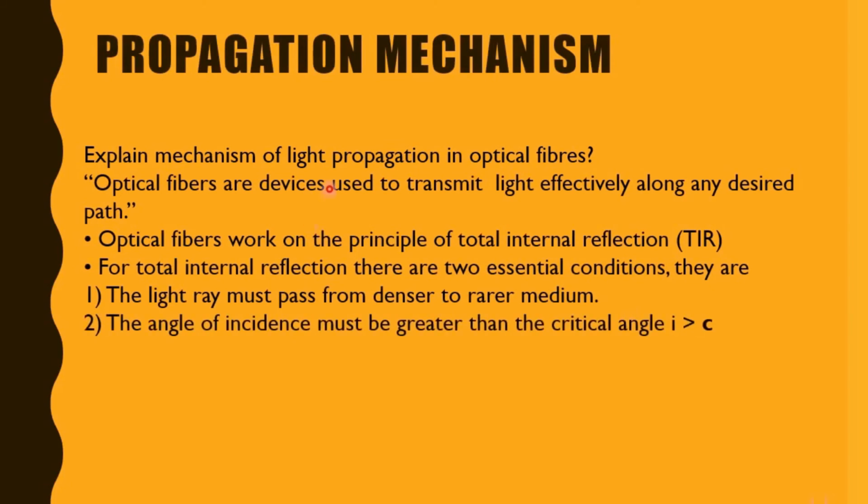Okay, so now let's move on and let's learn about the propagation mechanism. It says to explain the mechanism of light propagation in optical fibers. Optical fibers are devices used to transmit light effectively along any desired path. That means the light gets transmitted along a specific path. This optical fiber works on the principle of total internal reflection, which we just saw a few seconds ago. For total internal reflection, there are two essential conditions: the light ray must pass from a denser to a rarer medium, and the angle of incidence must be greater than the critical angle.